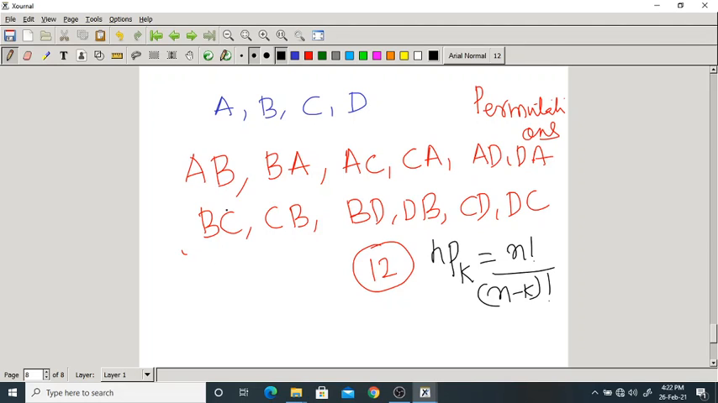So here we have the total number of objects as 4. From 4 we select 2. So 4P2. What is 4P2? 4 factorial by 2 factorial, that equals 12. This is a permutation because we are giving importance to the order of selection.